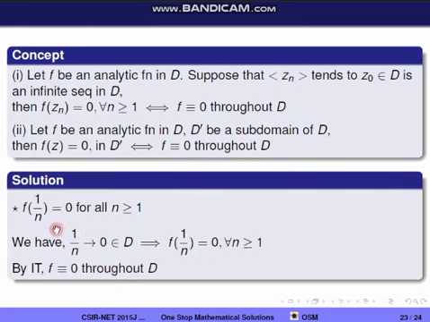So first option, f of 1 by n equal to 0 for all n greater than or equal to 1. So consider the sequence 1 by n which is tending to 0, and 0 belongs to D. So using concept 1, f of 1 by n equal to 0 for every n greater than or equal to 1 if and only if f is identically 0 throughout D. So we got f is a constant function here. So the first option is correct.